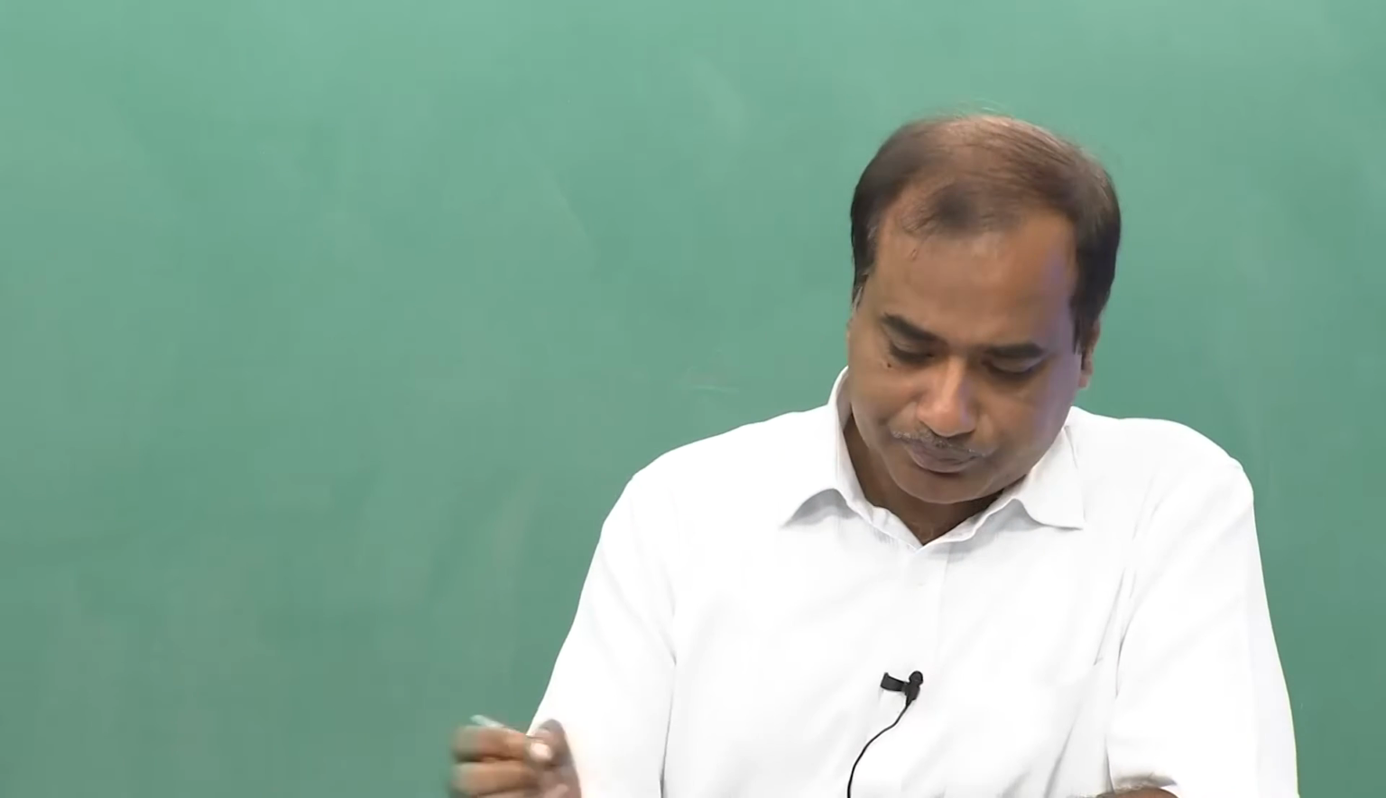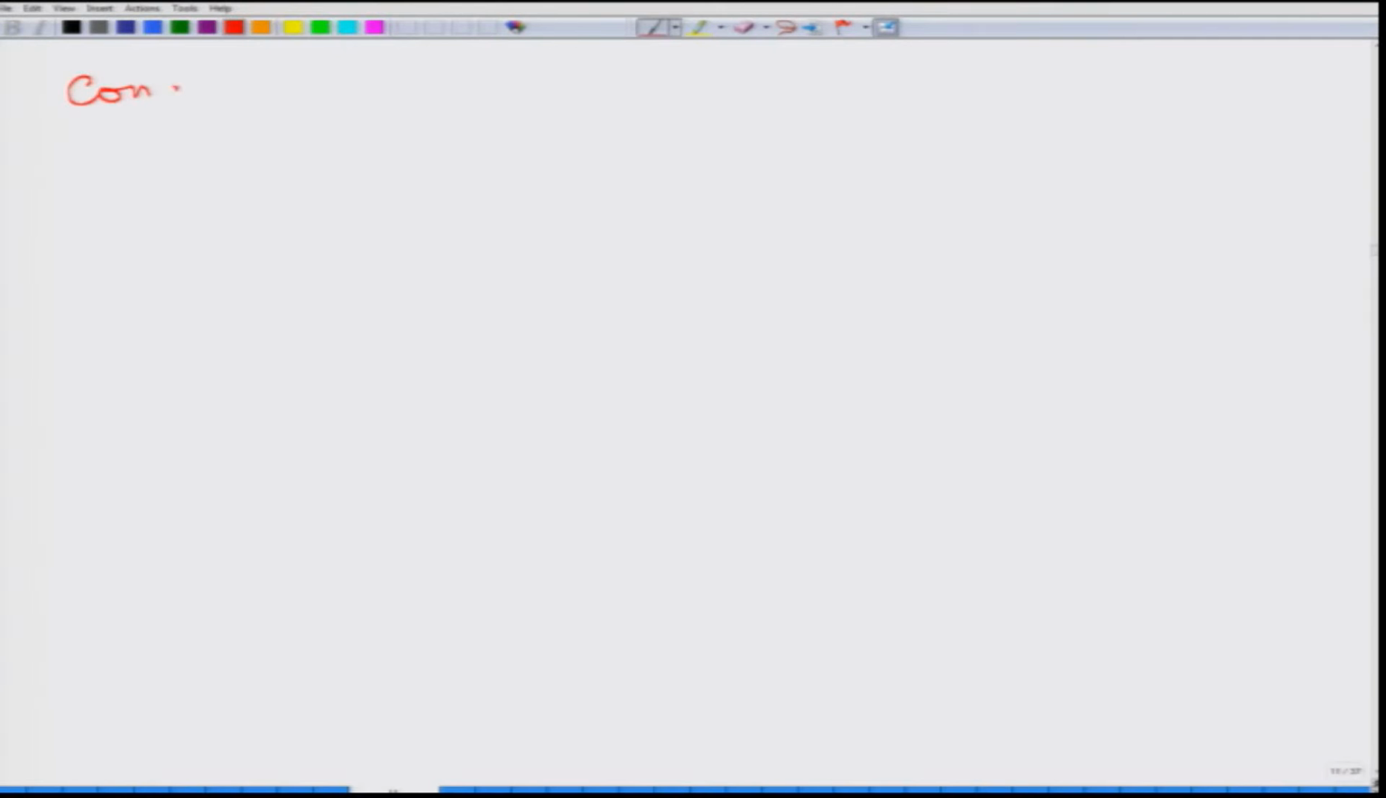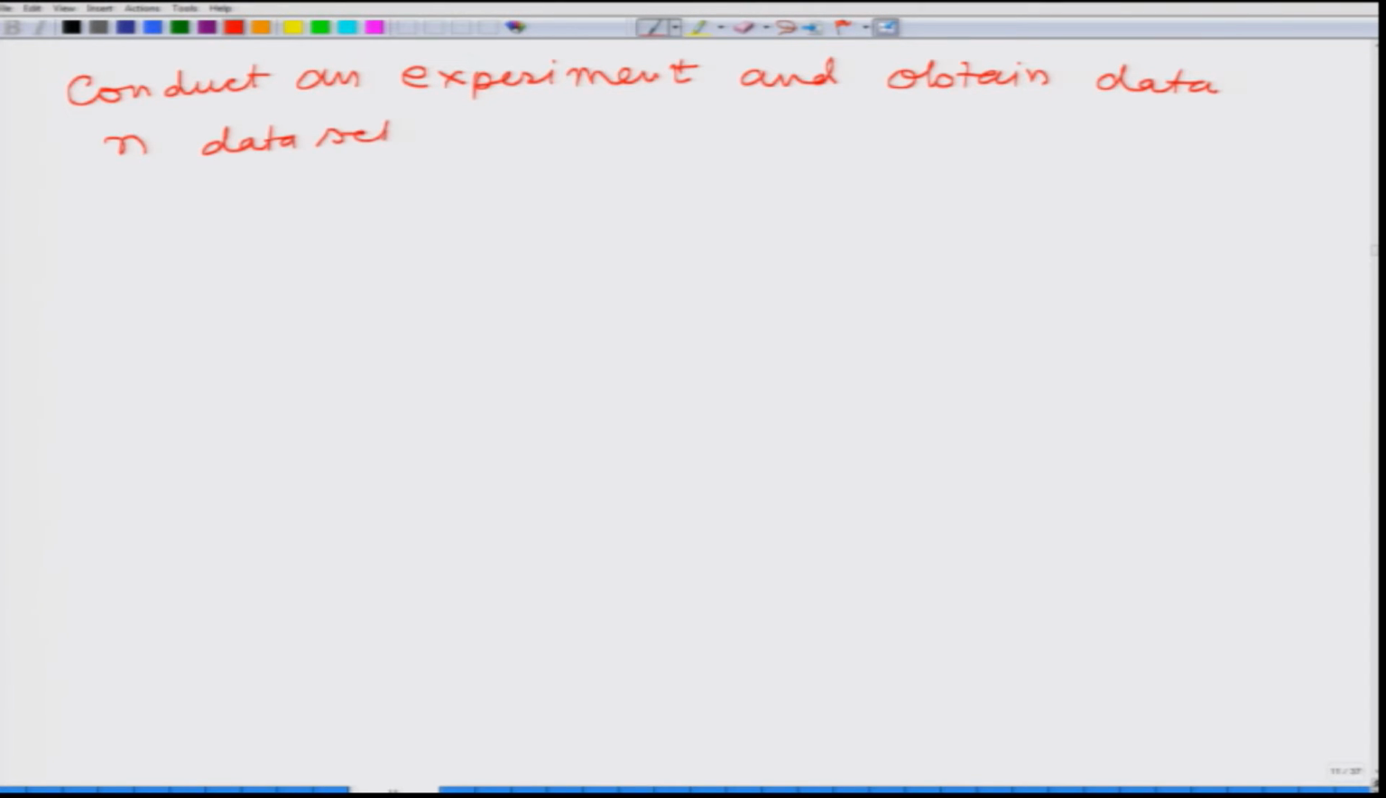Suppose I say that now we are going to conduct an experiment and obtain data. We are going to find some finite number of data. So, let us say we want to obtain n data sets. What does this mean?